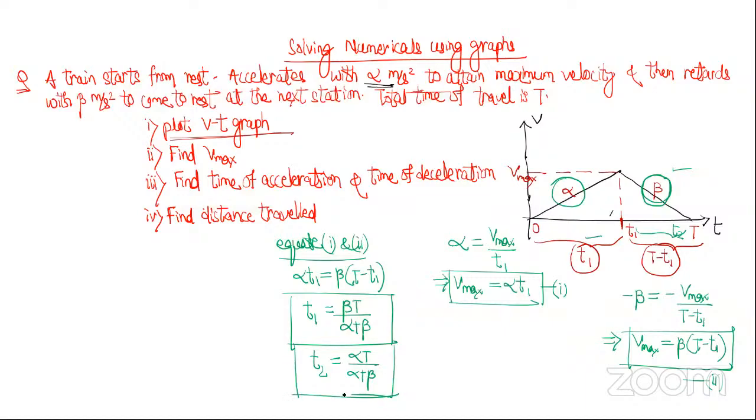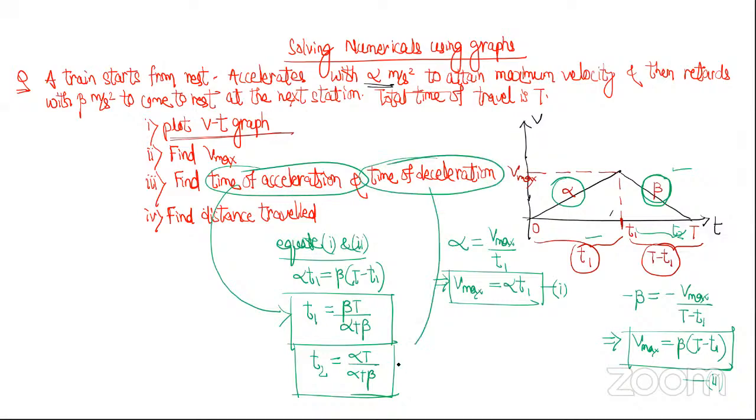Equations look beautiful. Yes, sir. How much time is it accelerating? Time of acceleration: here you are getting beta t by alpha plus beta. And how much time is it accelerating? On top there is beta, which is the deceleration. And how much time is it decelerating? On top there is alpha, which is the acceleration. And in both, t by alpha plus beta is coming.